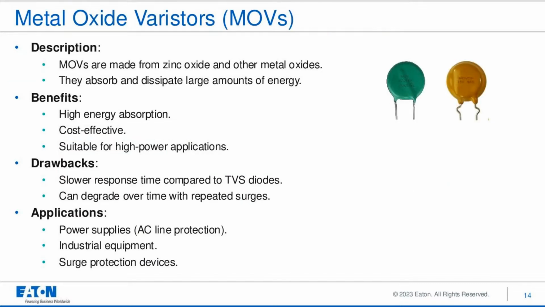MOVs are the lowest cost technology for dissipating the large amounts of energy from overvoltage transients. This feature makes them well suited for high power applications including surge protection devices and AC line protection. With response times in microseconds, MOVs are slower to respond than TVS diodes and have a wider clamping voltage range, which might not be suitable for very sensitive electronics. MOVs can also degrade over time with repeated surges, leading to a reduction in their protective capabilities. However, this can now be remedied with new product technologies, which we will come back to later.